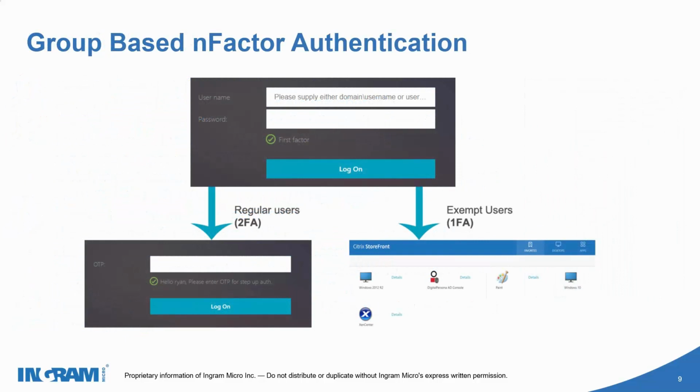Next slide here. So this is what we did in the demonstration. For regular users, they're going to be required to use two factors of authentication every time, but maybe we have some exempt users where we don't want to prompt them for a secondary authentication factor every single time. And in this case, if they're part of the Citrix 1FA group, they will be logged in immediately after they type in their username and password.